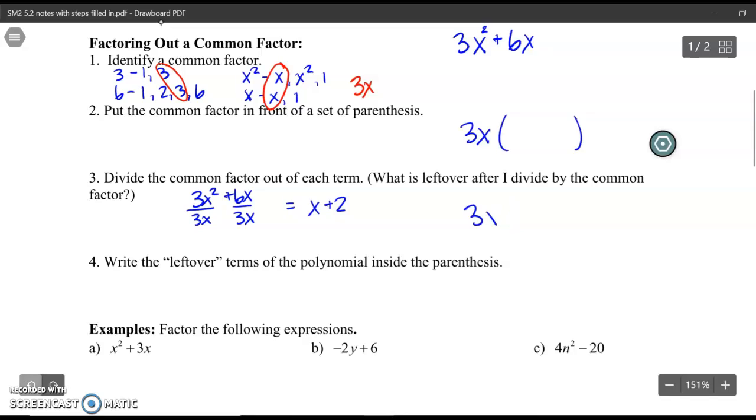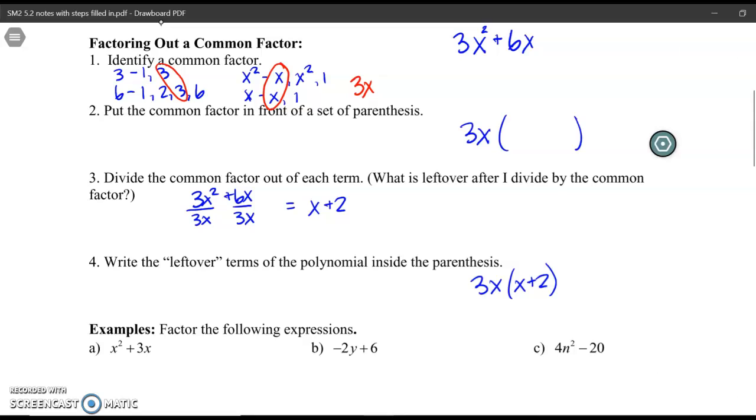I guess that's my next step. My next step then is that I write the leftover terms in the polynomial, what happened after you divide it, inside the parentheses. Then 3x times x plus 2 is going to be the factored version of this polynomial.